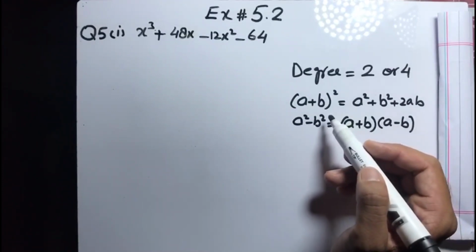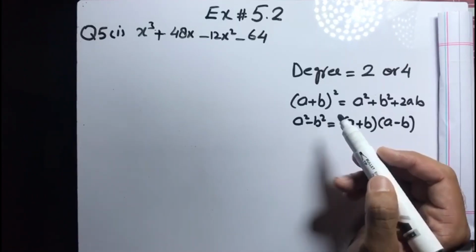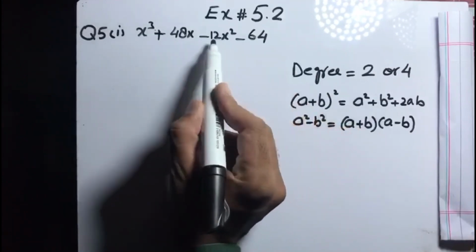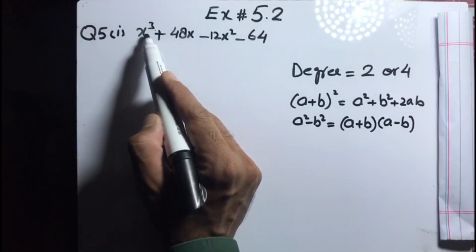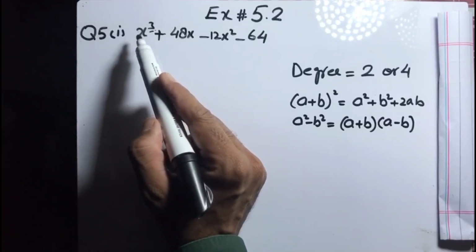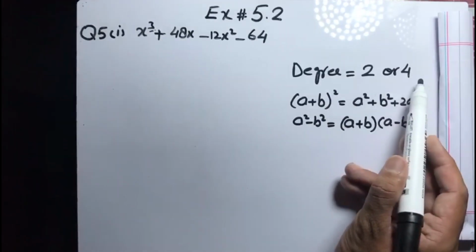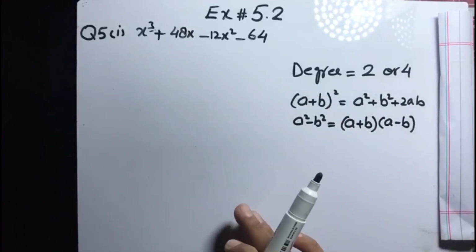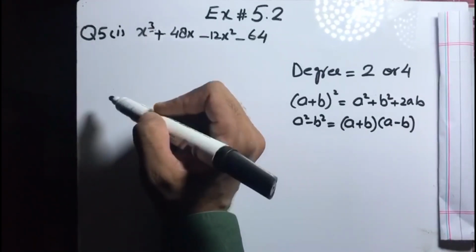The question arises, what is degree? The highest power of the variable in a polynomial is called degree. For example, here the variable involved is x and its highest power is 3, so its degree is 3. But in the first 4 questions you can see the degree of polynomials is always 2 or 4, so we use these two formulas to solve them. But here in question number 5 you can see that the degree is 3.